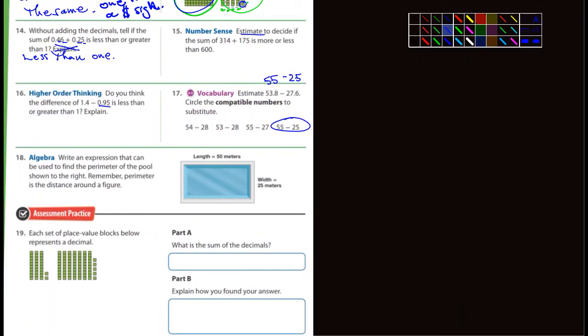Number 18, write an expression that can be used to find the perimeter of the pool shown to the right. Okay, remember, when we're measuring the perimeter, we're measuring 1, 2, 3, 4, all the way around it, all 4 sides. That's the perimeter. You're adding them up. Number 19, each set of place value blocks below represents a decimal. So what is the sum that's adding up the decimals?